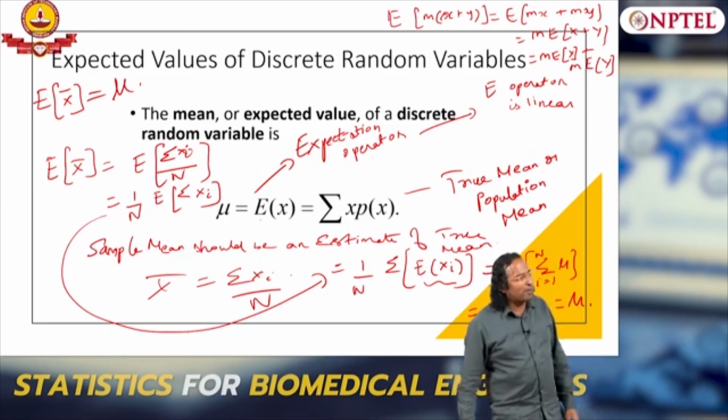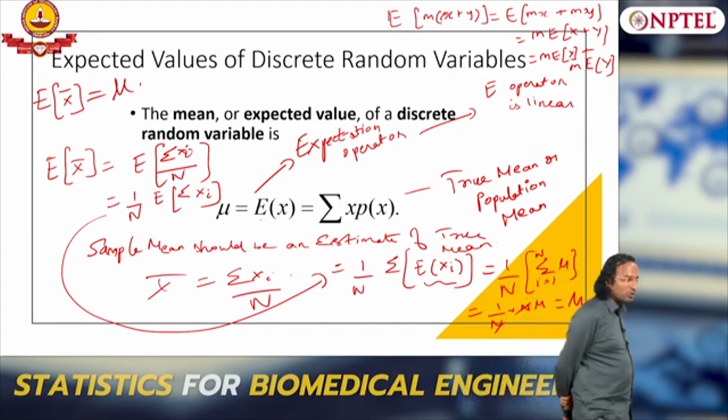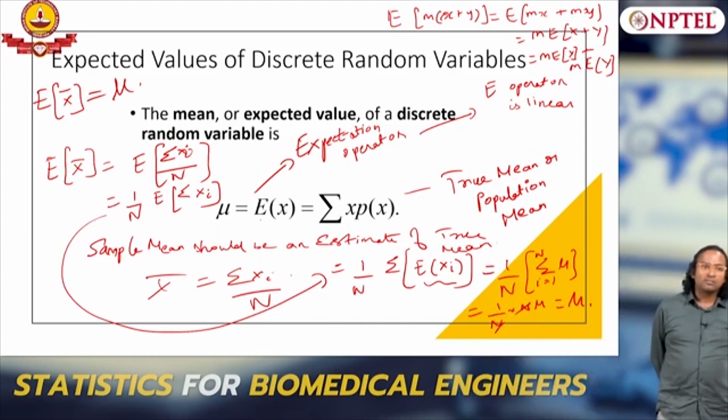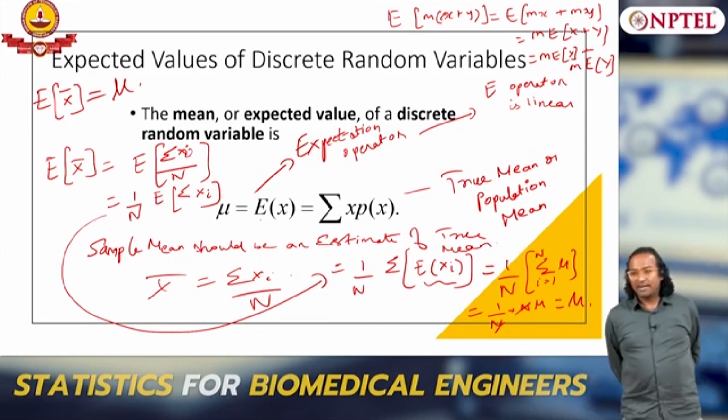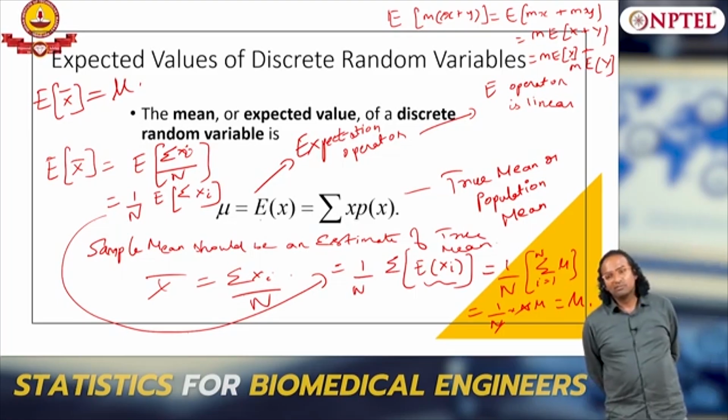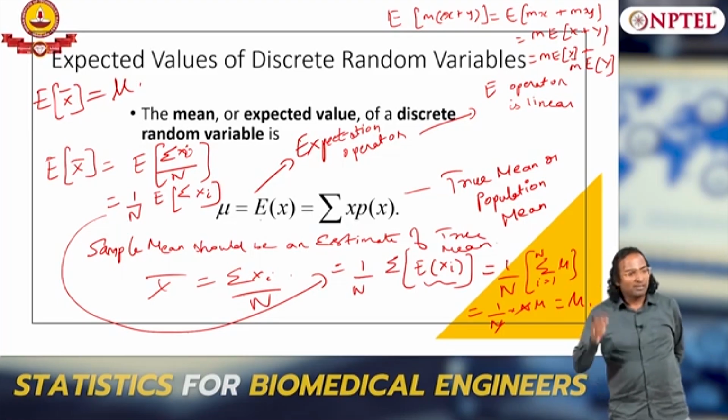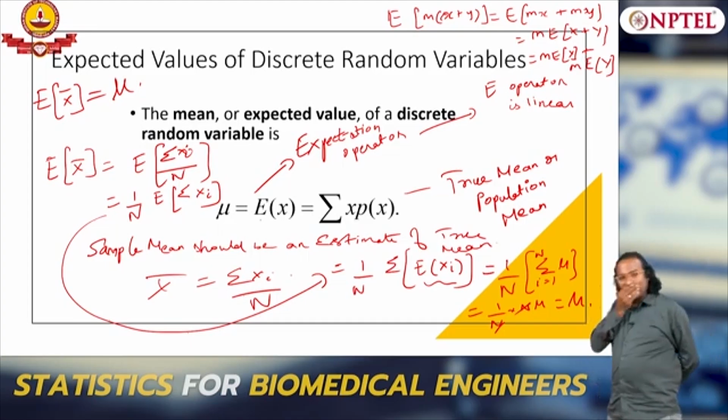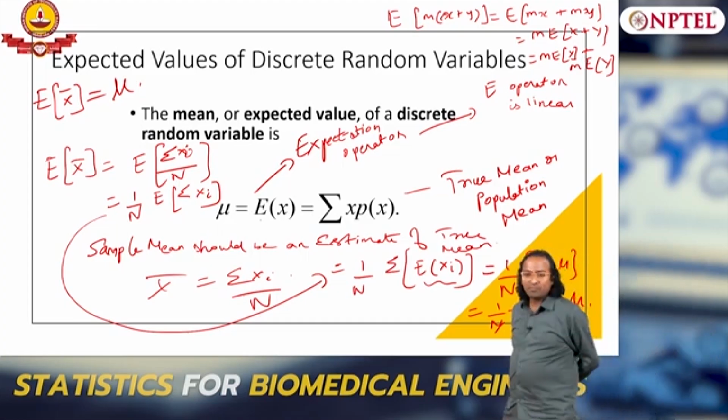When does it tend to the population mean? When does x bar go to mu? This is where you have to put your efforts. When does x bar go to mu? Put your thoughts.